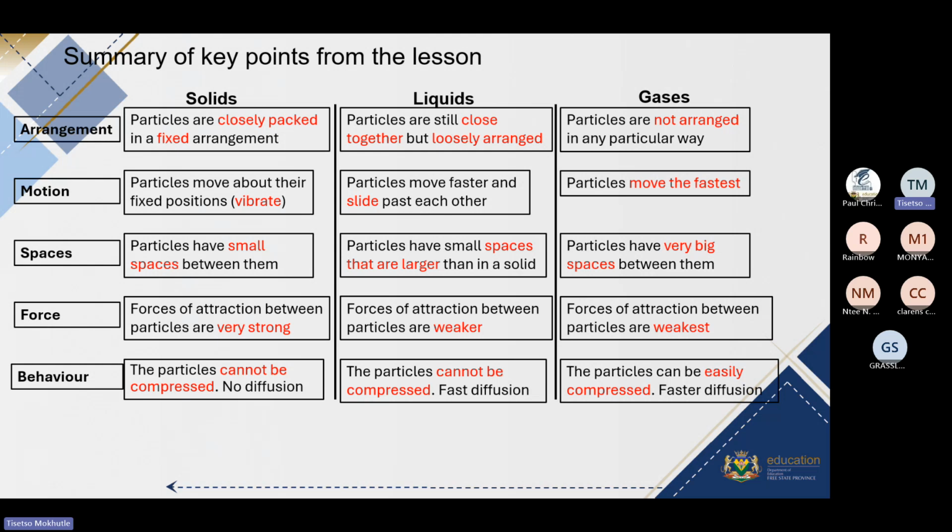And then we'll talk about the behavior now. This is a summary table. In relation to the arrangement of particles, it's a summary of what we've been talking about. It says particles are closely packed and in a fixed shape in the solids. What about in the liquids? Particles are still close together, but loosely arranged to allow even diffusion. Particles in a gas are not arranged in any specific way, and diffusion can also still take place here.